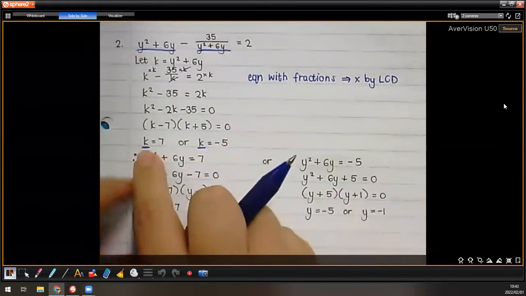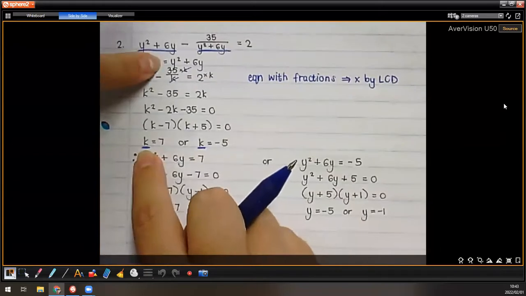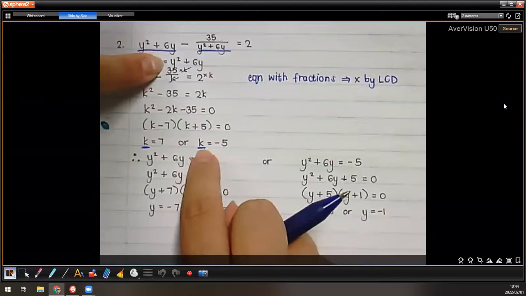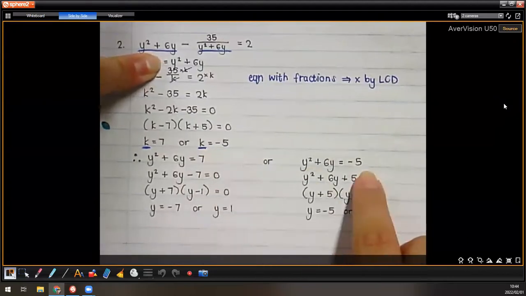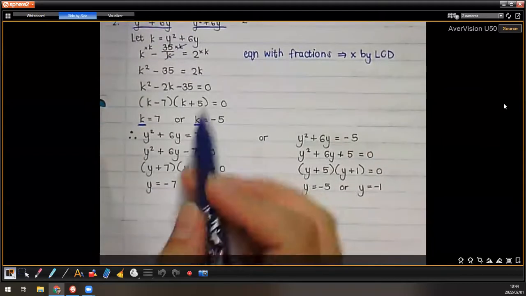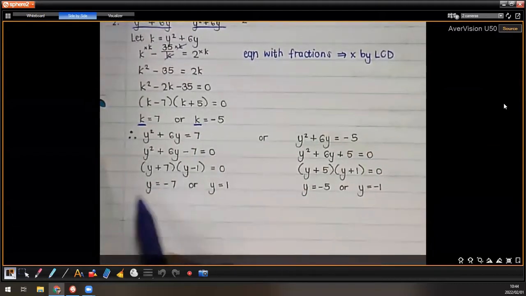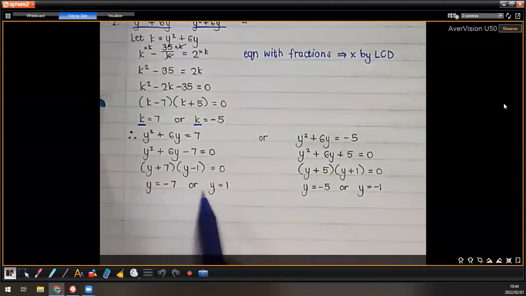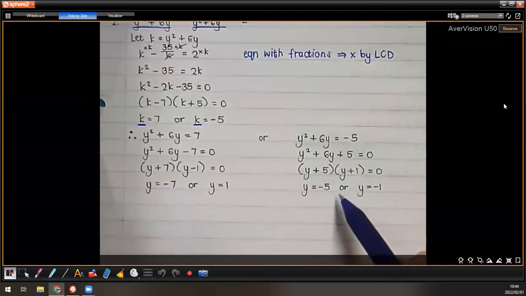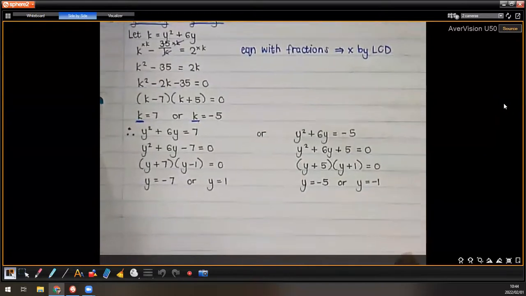So now k, remember, was y squared plus 6y. So that is equal to 7, or y squared plus 6y is equal to -1. Right. Move the 7 over. You can solve it without the formula. You'll get those two answers. Here you move the -5 over. You can solve it without a formula, and you will get those two answers. Right, are there any questions, guys, on these two?